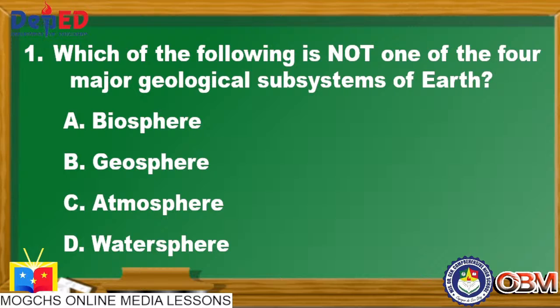Number 1. Which of the following is not one of the four major geological subsystems of the Earth? A. Biosphere. B. Geosphere. C. Atmosphere. Or letter D. Watersphere.